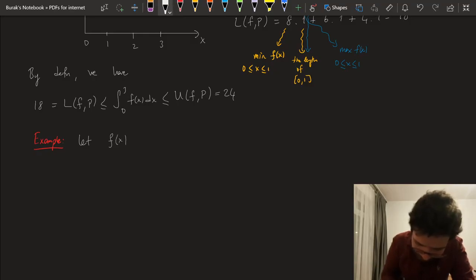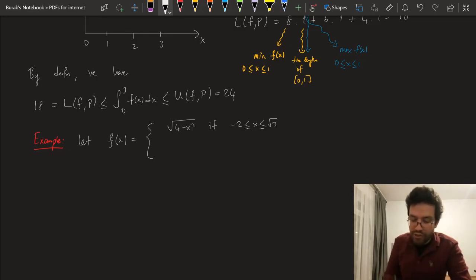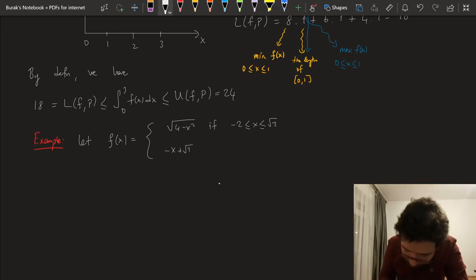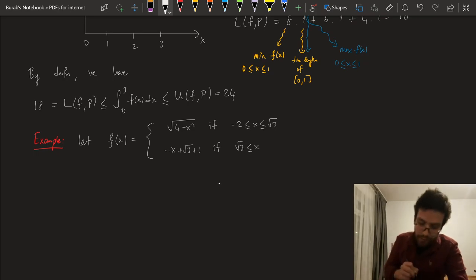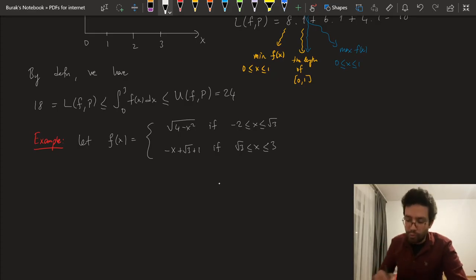Let f of x be given by the following rule. If x is between -2 and √3, it is 4 minus x squared. You can check that for x values in this interval, 4 minus x squared is non-negative, so this is defined. And for x values between √3 and 3, my function is minus x plus √3 plus 1.